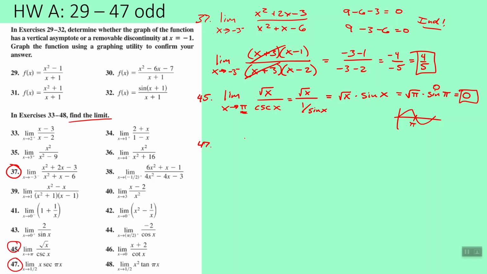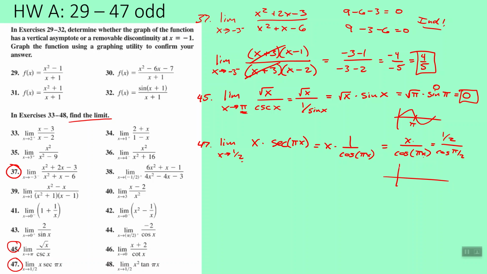And for 47, we've got the limit as x goes to 1/2 of x times the secant of pi x. Again, secant's not one of the trig functions we like. We can change it to cosine, so this is x times 1 over cosine of pi x, which is x over cosine of pi x, and we like that better. We understand what cosine looks like. If we plug in 1/2 for x, on top we're getting 1/2, and on the bottom we're getting cosine of pi over 2.